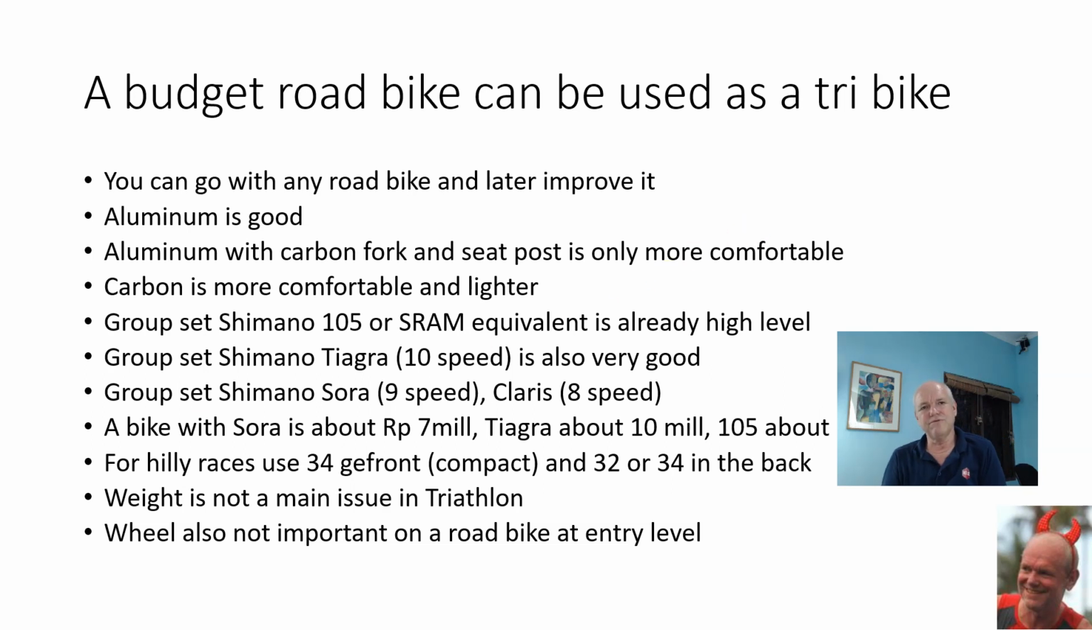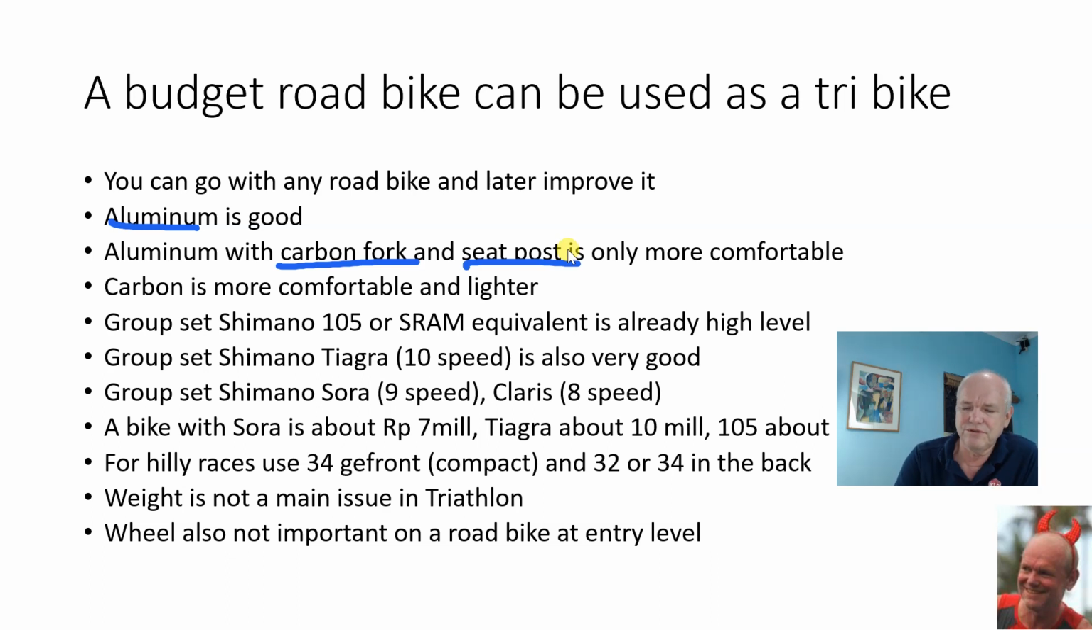So if you want to go for a budget road bike, no problem. You can make a very nice triathlon with this. You can use any road bike, low budget, higher budget, as you want. So no problem also with aluminium. If you buy a little bit better one, then it is aluminium with a carbon fork, and very often also a seat post in carbon, because it is more comfortable.